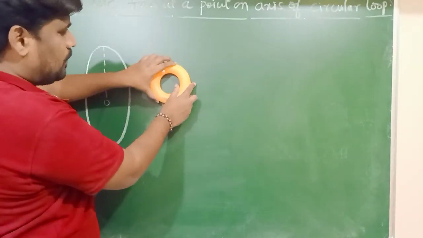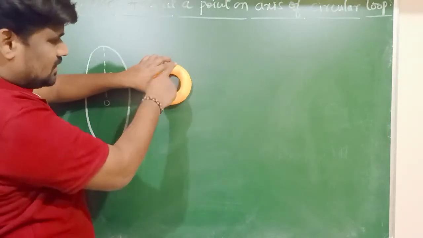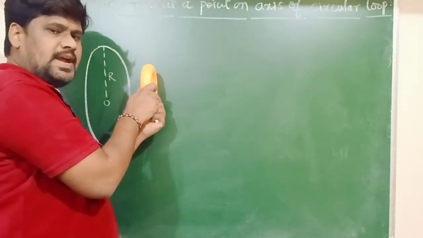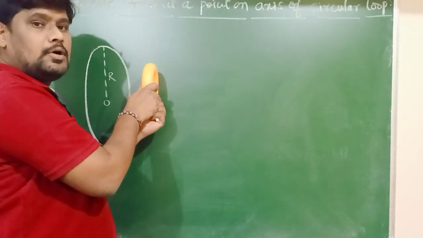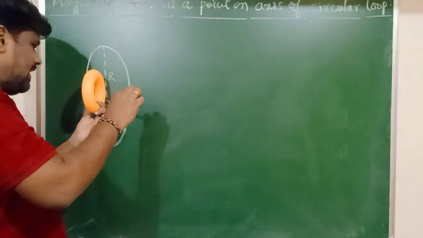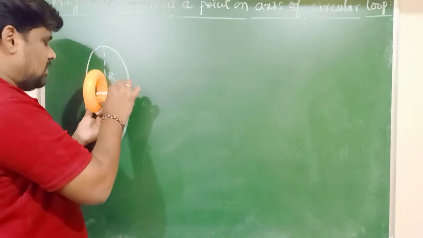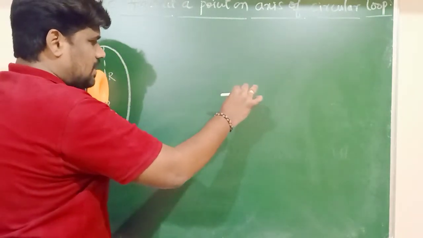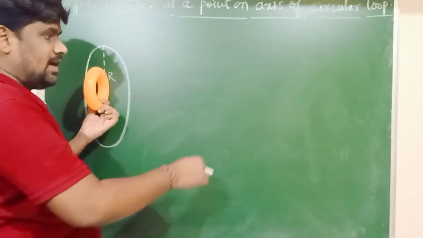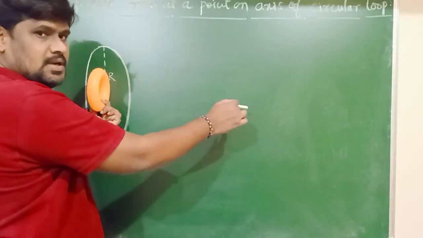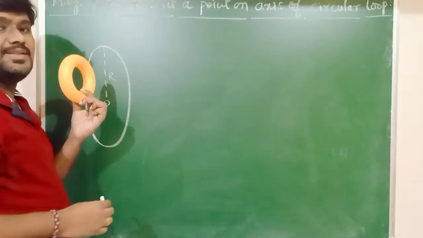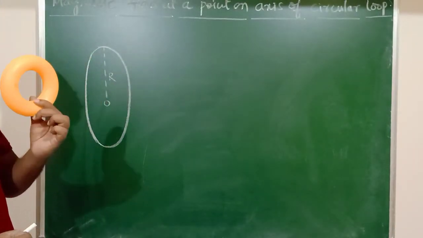If you place a loop like this, the loop is parallel to the plane of the board, but in this case the loop is taken in such a way that it is placed perpendicular to the plane of the board. The line which is passing through the center of this loop, we will call it the axis, and at any point on the axis we are going to determine the magnetic field produced by this circular current loop here.